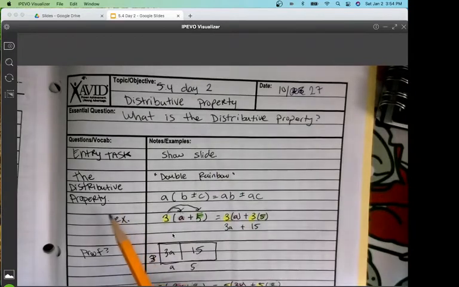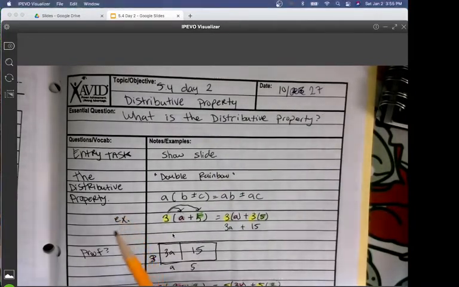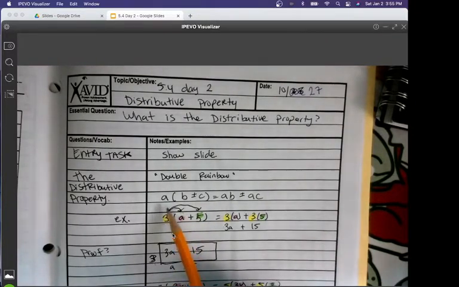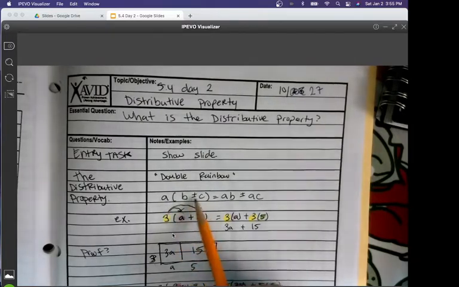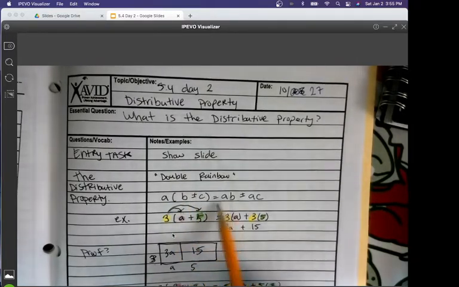So the distributive property, when you hear most mathematicians talk about it, you'll hear them say the distributive property. Another way is the double rainbow. That's what I like to call it. I like to call it the double rainbow. Here is the algebraic version of it. It's a multiplied by b plus or minus c is equal to a times b plus or minus a times c. That is the algebra way.